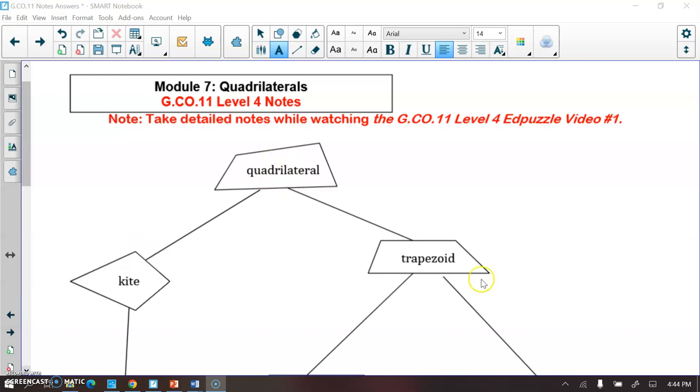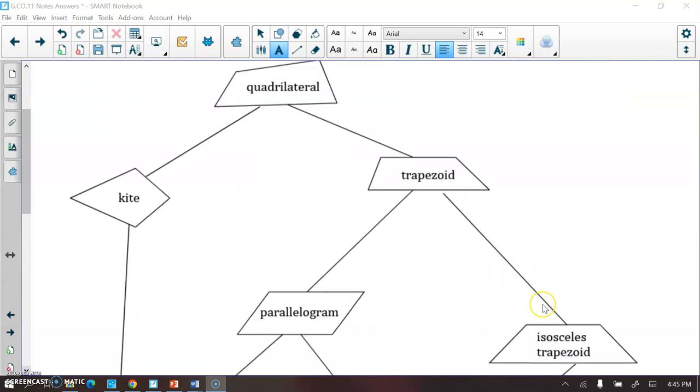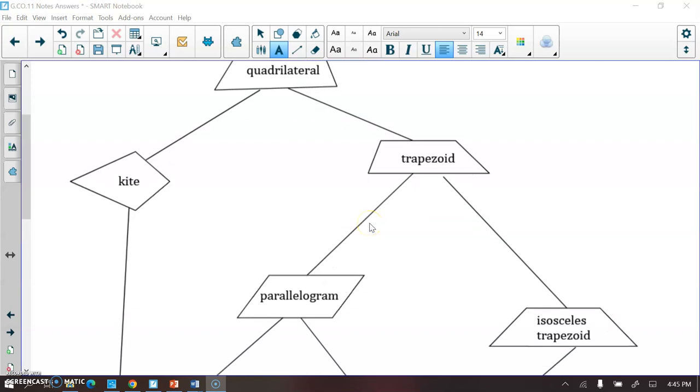Now, a kite and a trapezoid are not necessarily parallelograms. They can be parallelograms, but only if they're special. Remember, a parallelogram is when we have opposite sides parallel. Technically, a trapezoid only has one pair of opposite sides parallel, and a kite doesn't technically have any parallel sides. So these aren't parallelograms. However, there are specific cases in which they can be parallelograms.